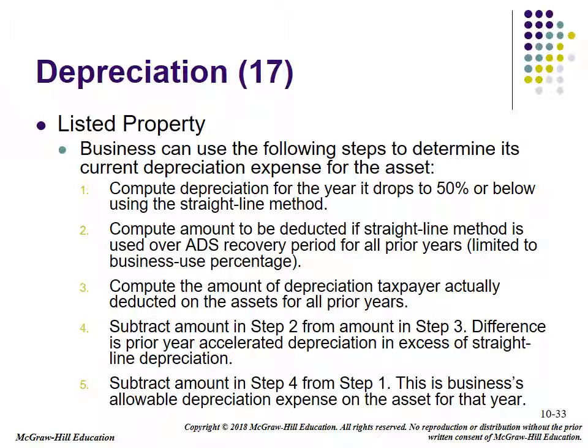The next area deals with special property called listed property. Listed property is property that is used in a business that may have some personal use attached to it. The common items we're looking at here are vehicles and, what's the other thing I was thinking of? Phones. But vehicles are the main item.